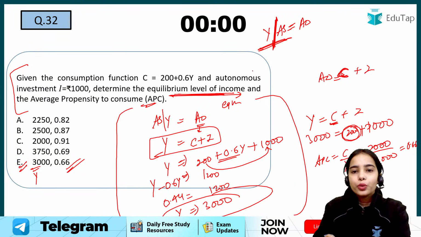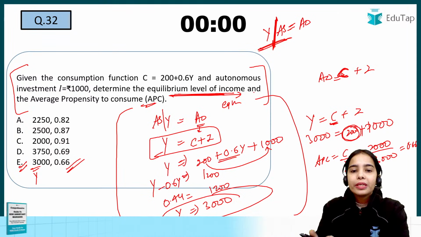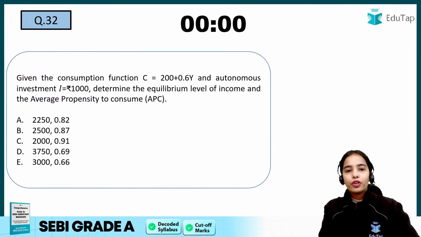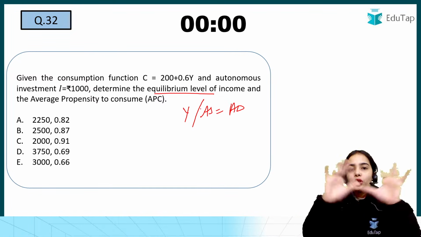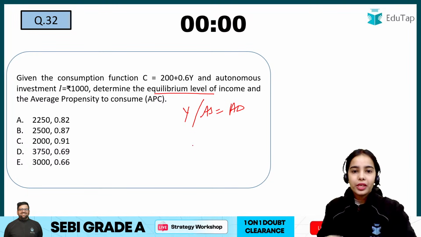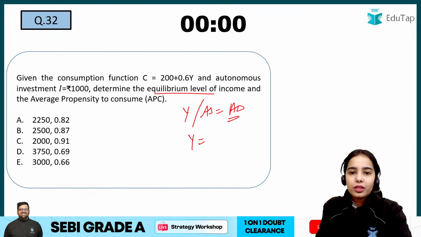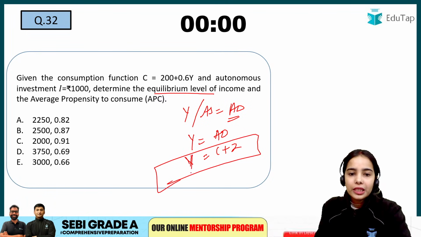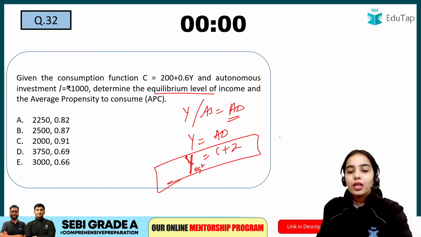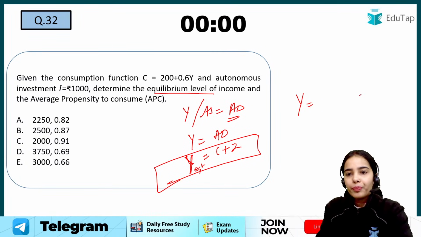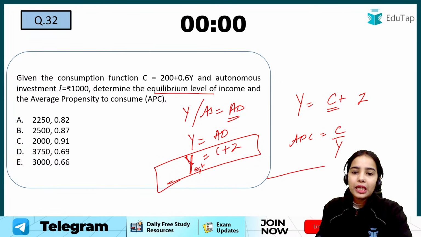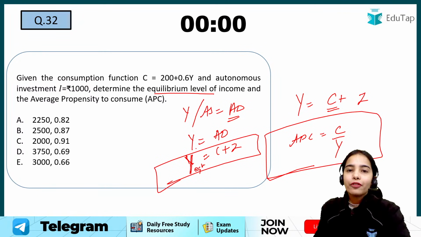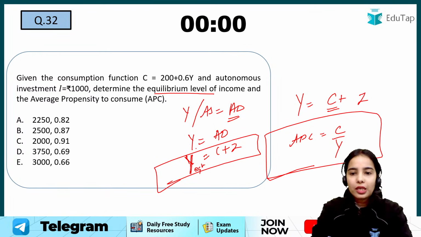So I just wanted you to have clarity about the concept of how you can find the equilibrium level of income. The equilibrium level of income is where the aggregate supply is equal to aggregate demand. Aggregate supply is the total production, the total supply, the total income that is generated. So you can write income equal to aggregate demand. Aggregate demand is consumption plus investment. So this is how you can calculate the equilibrium level of income. And once you have the equilibrium level of income and the investment, you can find the consumption. And average propensity to consume is consumption divided by income. So in this one question, we have seen different concepts. Okay. So this is the idea.